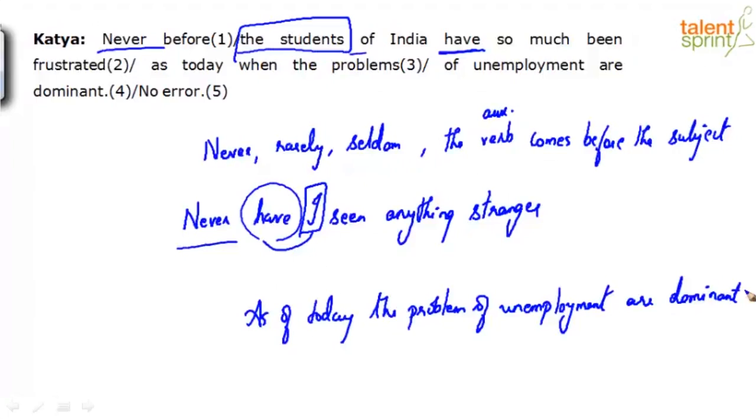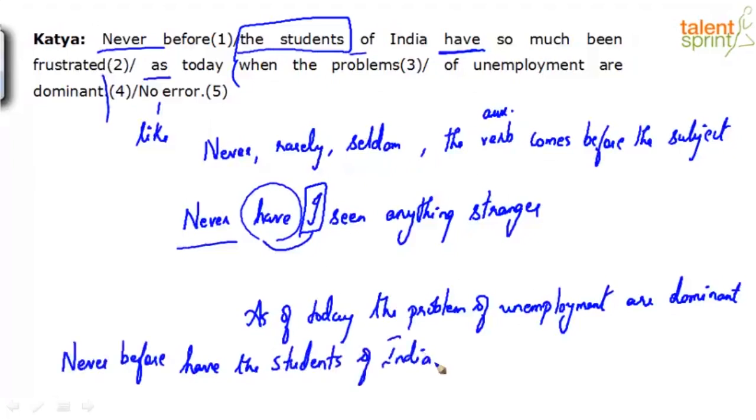So you'll have to reconstruct the entire word order. So as here brings in the meaning of like, right? Like today, it's explaining to us what's happening today. What is the problem? The problems of unemployment are dominant. That's the current situation. So let's go back and change the entire construction. So never before have the students of India been so much frustrated, or have they been so frustrated? I can even remove the much, but since it's part of the question, let it be. So much frustrated, and the rest of the sentence.